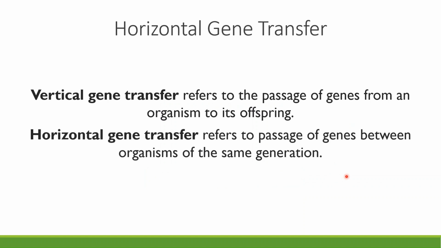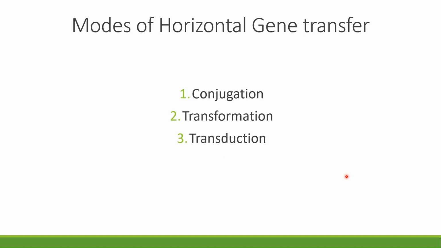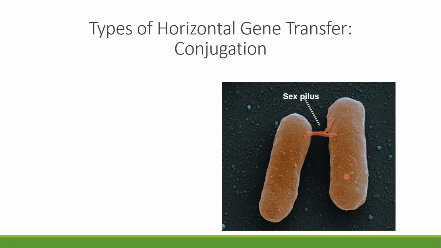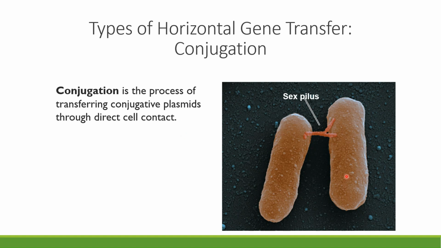And horizontal gene transfer does not require a new generation. This is where two organisms get together and share genetic information between them. There are three modes of horizontal gene transfer that you need to know. They are conjugation, which is just as it sounds, transformation, and transduction. So for conjugation, if it helps you remember, think of a conjugal visit. This is where bacteria get together and transfer plasmids through direct contact. They transfer this information through a pilus. It's called a sex pilus.